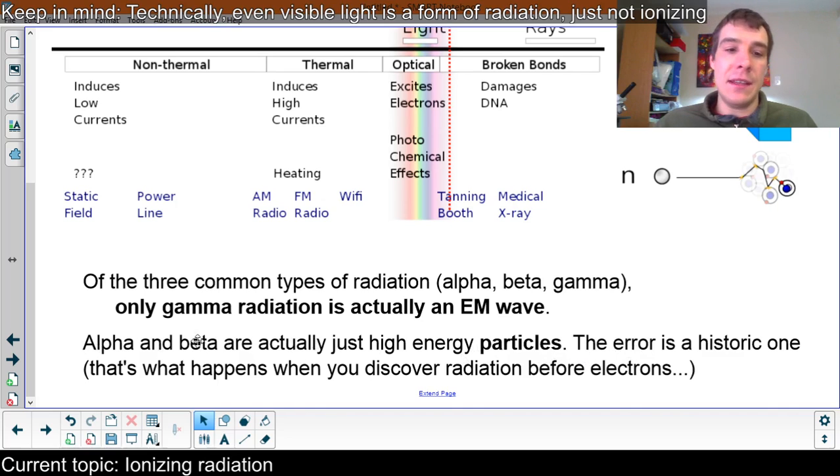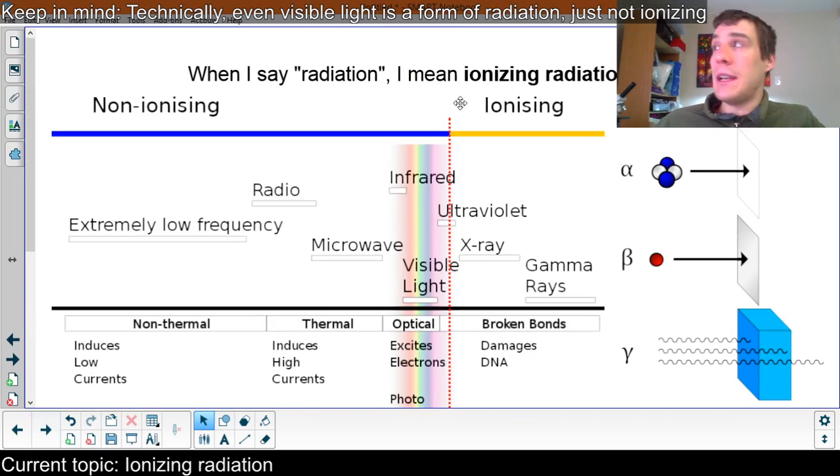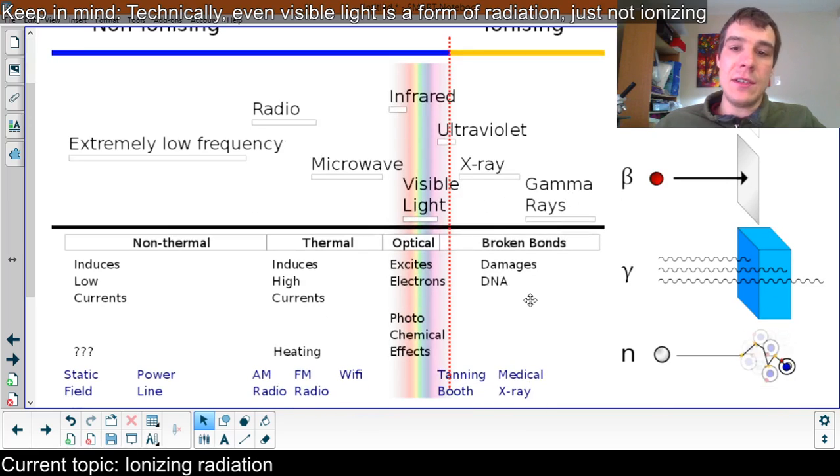So this error, the fact that alpha and beta radiation are actually made up of particles, is historic. They discovered radiation before they discovered electrons. That's Henri Becquerel. You can look him up, Henry Becquerel, in English. He's the one that's credited with the discovery of radiation. Got a Nobel Prize for it. Anyway, so the important thing here is what is ionizing radiation, and it's the high energy stuff.